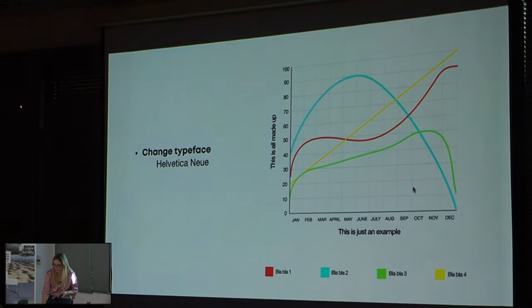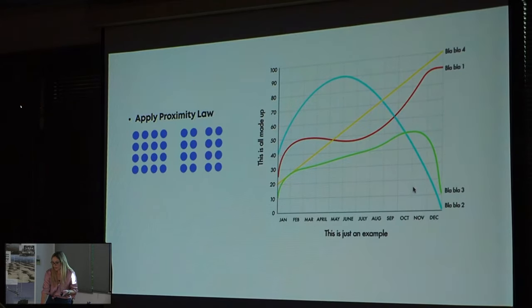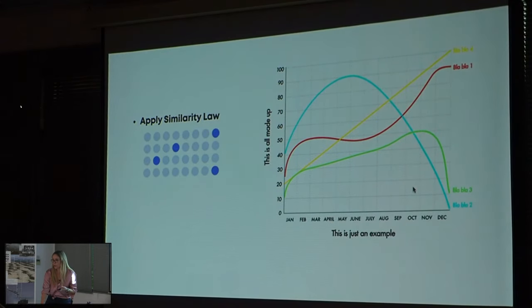Another thing that I would do is to apply again the proximity and the similarity laws, as we've seen before. Just by moving the labels next to each series, we already apply this law. And by changing the color to match the one of the series, we apply the similarity law. This already takes away the legend again.